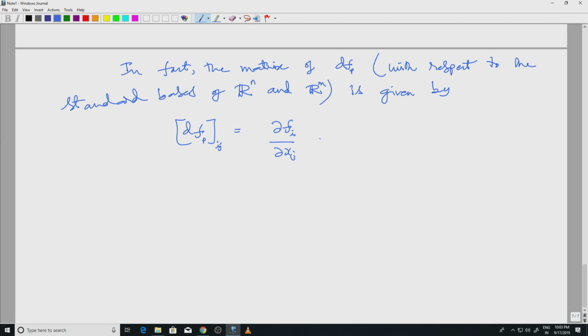So this matrix is also referred to as the Jacobian matrix. This matrix is called the Jacobian matrix of f at P.